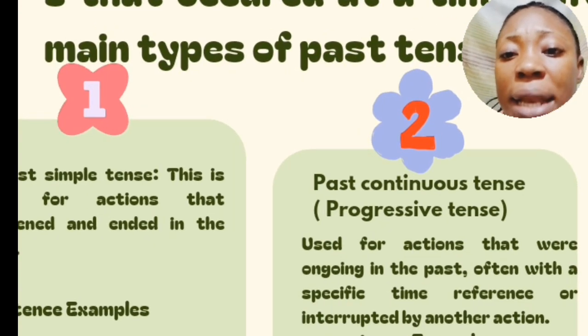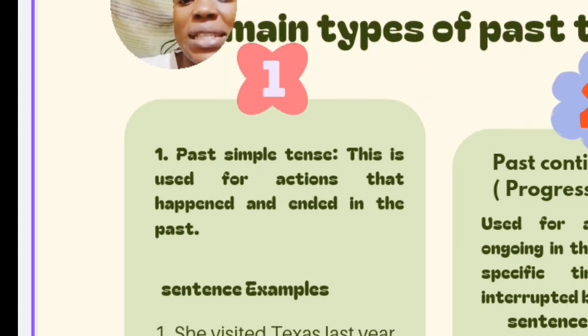Now, the first type of past tense is the past simple tense, simple past tense. This is used for actions that happened and ended in the past. Yes, actions that happened or ended when in the past. Happened yesterday, happened last week, happened last month. Example, she visited Texas last year. He made the shoes last month. So it happened. This is used for actions that happened and ended when in the past.